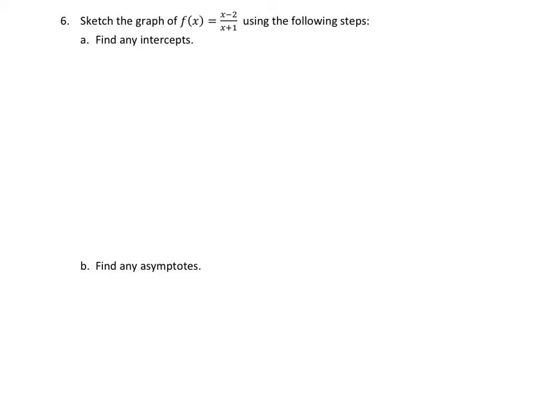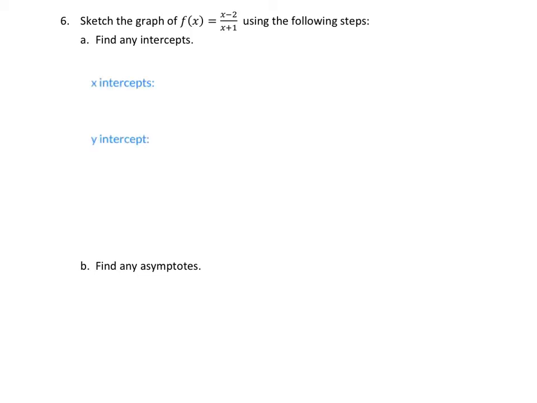We want to sketch the graph of f(x) = (x - 2)/(x + 1). To sketch this graph, we're going to go through our 7-step process of gathering information that we need to help us create the graph. We're going to begin by finding any intercepts.